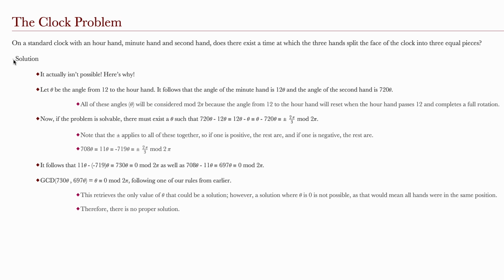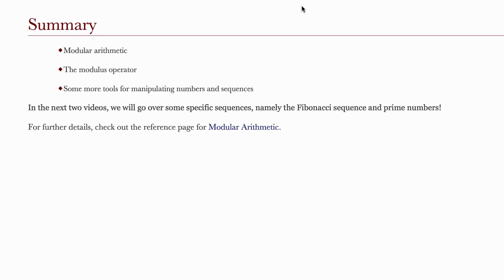Now, I'm undoubtedly not the first person to think of this problem, and I'm certainly not the first person to solve it in this manner. I just thought this proof was the most clear one that I could think of, and I thought the problem was a neat way to demonstrate all those bits of number theory. So, in this video, we went over modular arithmetic, the modulus operator, and some more tools for manipulating numbers and sequences. In the next 2 videos, we'll go over some more specific sequences, namely the Fibonacci sequence and prime numbers. For further details on this subject, you can check out the reference page for modular arithmetic on Wolfram MathWorld.